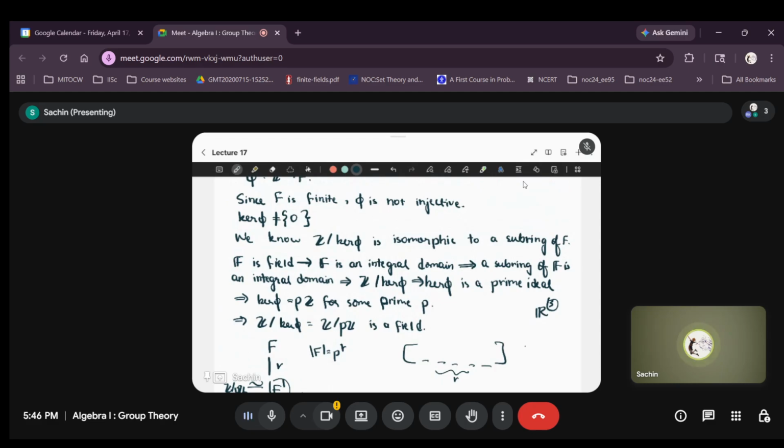You can write Q is equal to P power R and then call it FQ. That's what is mostly done. Or if you really want to do it, you can write FP power R. But most of the time, you simply call Q is equal to P power R and then call it FQ. FQ is standard notation for field of size Q.